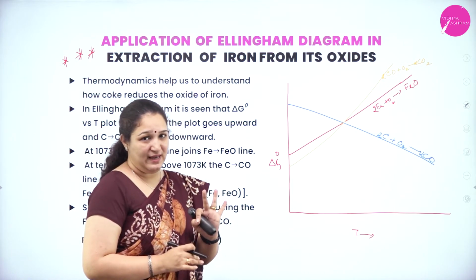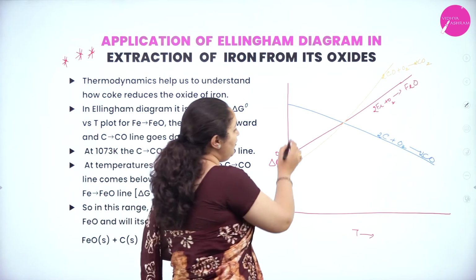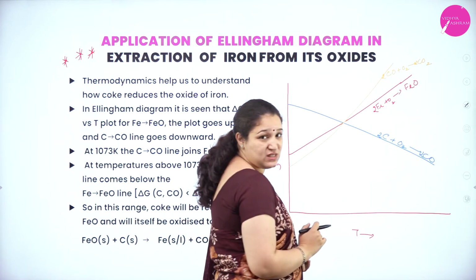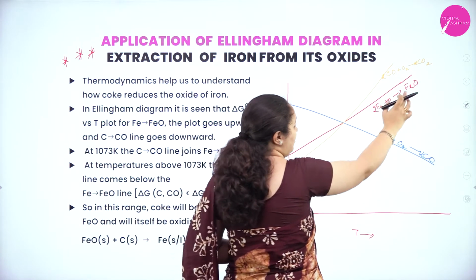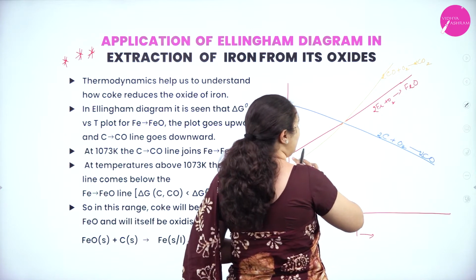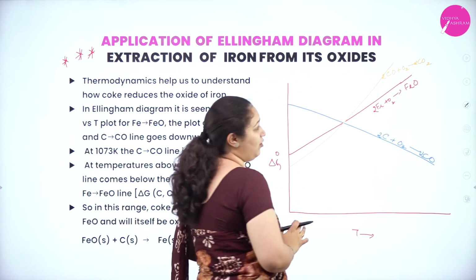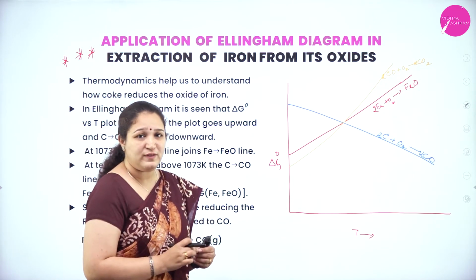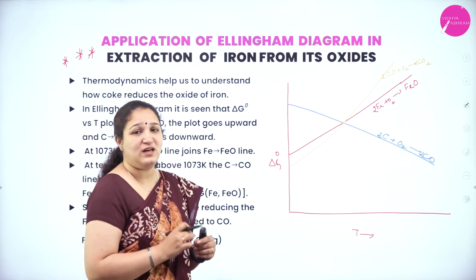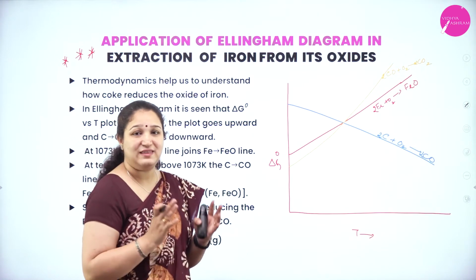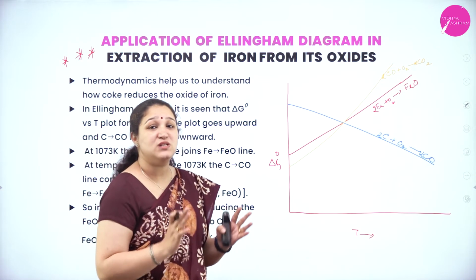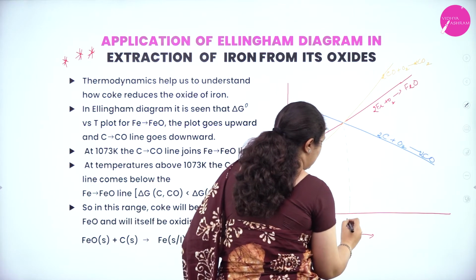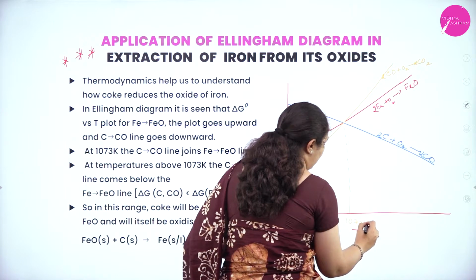We have three lines. Carbon plus oxygen giving carbon monoxide is the line which is coming down. Iron to iron oxide is going above, and carbon monoxide plus oxygen forming carbon dioxide is also going above. Now all of these three lines meet at a particular temperature, that is at 1073 Kelvin. So here you can see this meets at 1073 Kelvin.